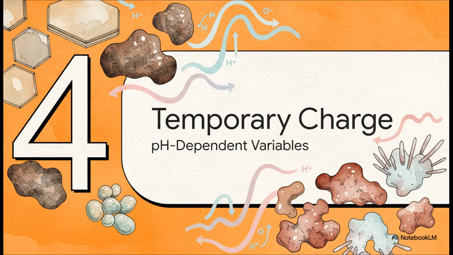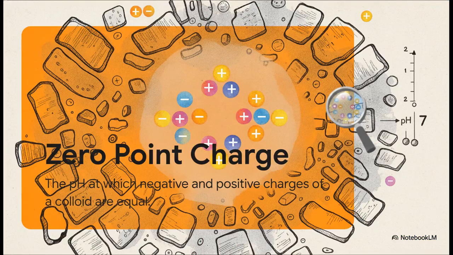Section 4, Temporary pH-dependent charges. Okay, so those were the permanent charges. Now let's shift to the second major category, temporary, variable, or pH-dependent charges. This is what you find on kaolinite, humus, allophane, and iron and aluminum hydroxides. Before we track how these fluctuate, we need a baseline. We call this the ZPC, or zero-point charge. It's a crucial index. Basically, it's the exact pH level where the negative and positive charges of a colloid completely cancel each other out. They're perfectly equal.